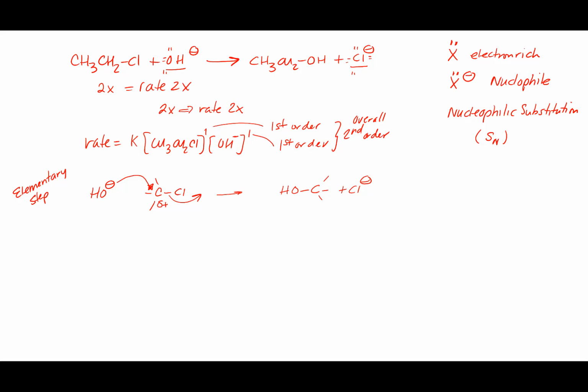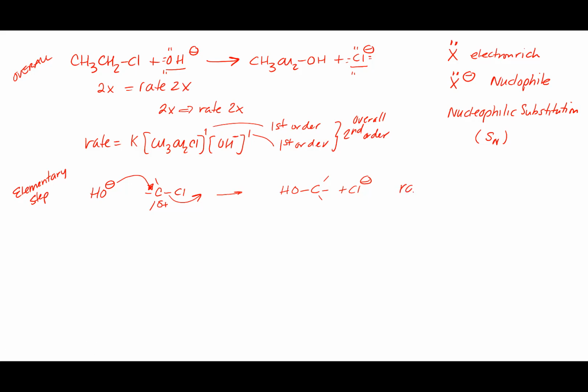So being an elementary step of the mechanism, I'm allowed to write its rate equation from the stoichiometry of the reaction. Now I can't do that with the overall reaction. Up here we have the overall reaction. You can never write the rate equation from the overall equation. It always has to be determined experimentally. But when I have the elementary step, I can write its rate equation.